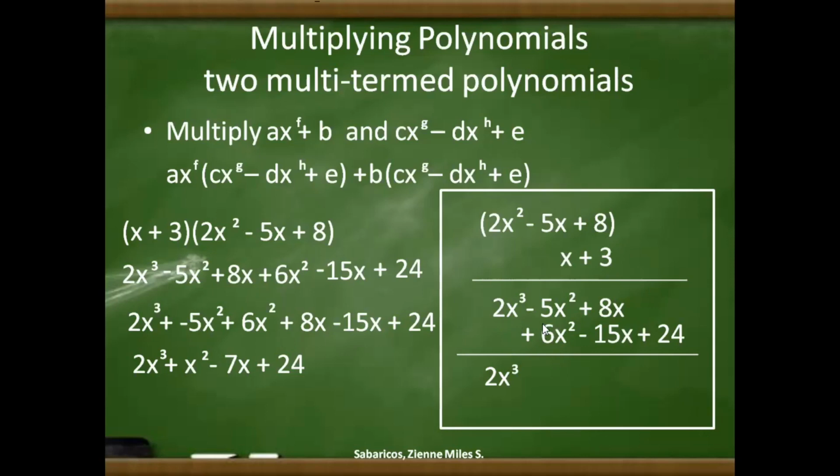Once again, positive and negative, we subtract. 6 minus 5 is 1. 6 is bigger, so we copy its sign. It's x squared. Then here, positive, negative, you subtract instead of add. 15 minus 8 is 7. You copy the sign of 15 because it is bigger, and you bring down its variable. And then you bring down 24 because there's nothing above or under it.